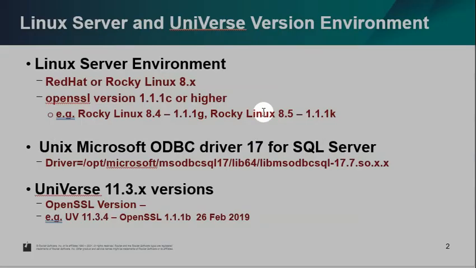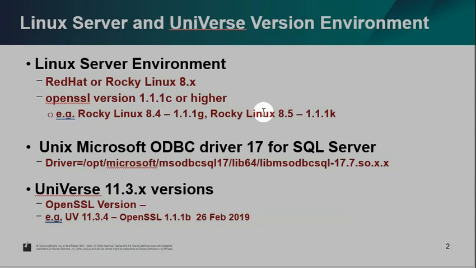So that's the environment I have right now. It's running on Red Hat or Rocky Linux 8, and this kind of Linux 8 comes with OpenSSL version 1.1.c or higher. For example, on Rocky Linux 8.4, it will be running OpenSSL 1.1.g. In 8.5, it became 1.1.k. So it depends which Linux you install, you might get a different OpenSSL version. The Microsoft ODBC driver 17 for SQL Server also has multiple versions, but all have the same issue.